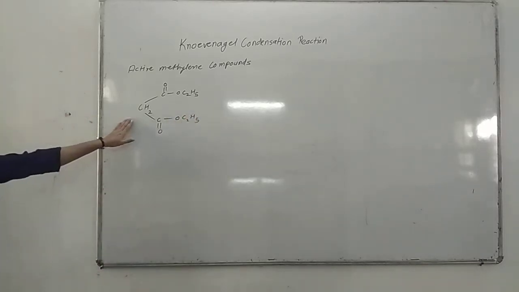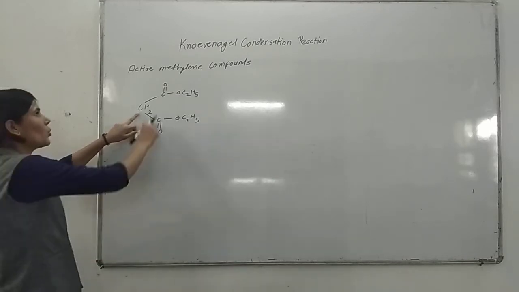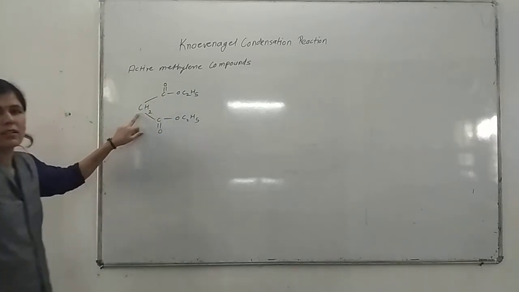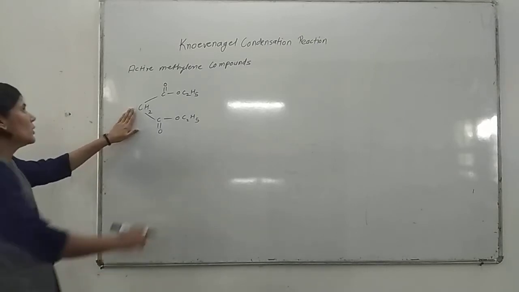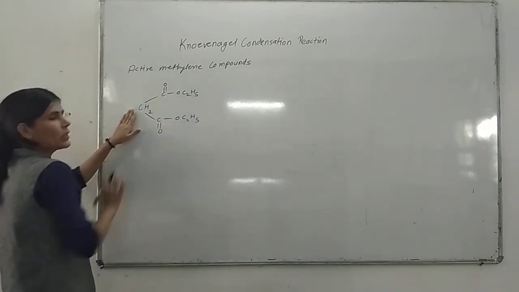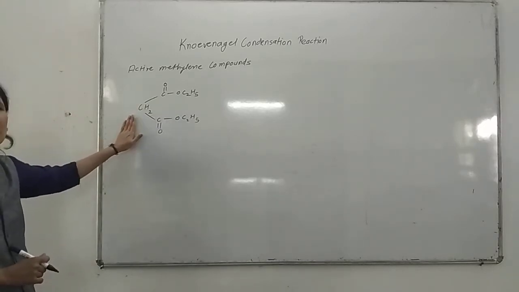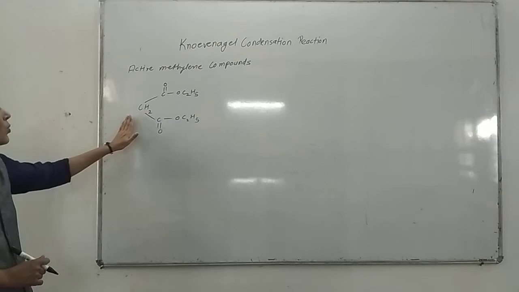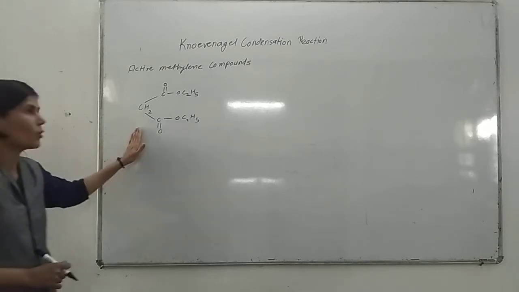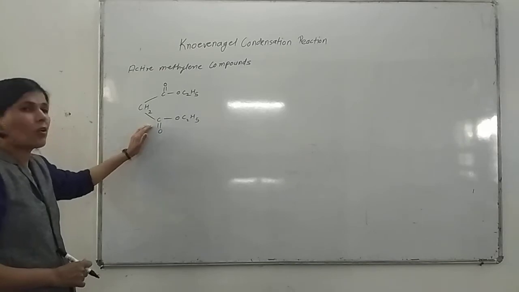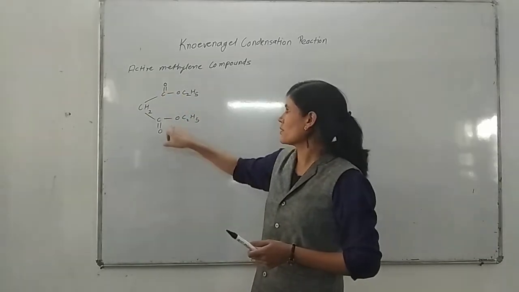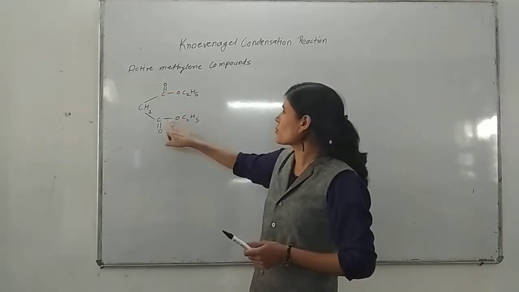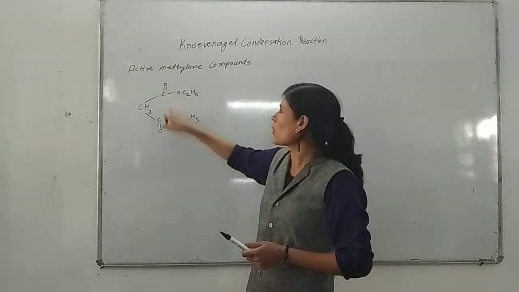Now this is the structure of malonate ester, in which this methylene group is present in between two electron withdrawing carbonyl groups. That is, this methylene group is adjacent to two electron withdrawing carbonyl groups, and this methylene group is called an active methylene group. Why is it called an active methylene group? Because of the presence of two electron withdrawing groups, that is, these two carbonyl groups.